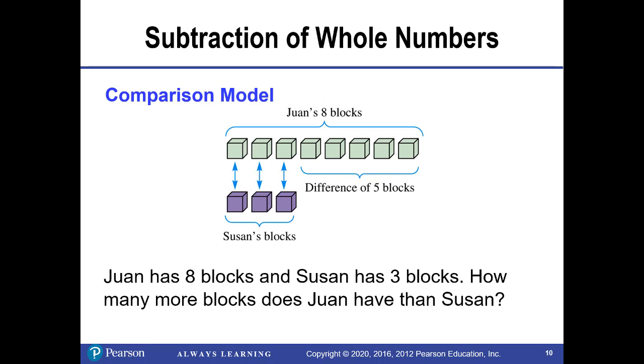Another model that we might use is a comparison model. Juan has 8 blocks and Susan has 3 blocks. How many more blocks does Juan have than Susan? So we're comparing two sets.